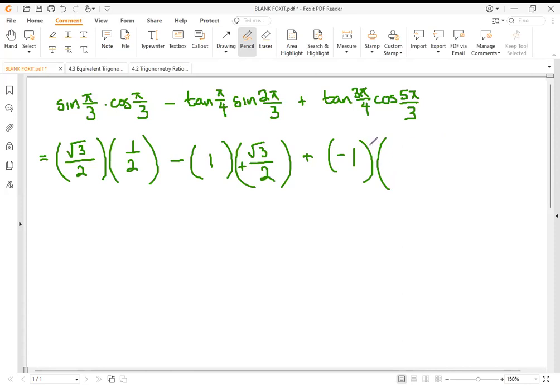And then we've got cosine 2 pi over 3, quadrant 2 CAST, so that's going to be a positive. Related angle is pi over 3, and cosine of pi over 3 is 1 over 2. Okay, so we have root 3 over 4 minus root 3 over 2 minus 1 over 2. The final answer is whatever that's going to simplify to.